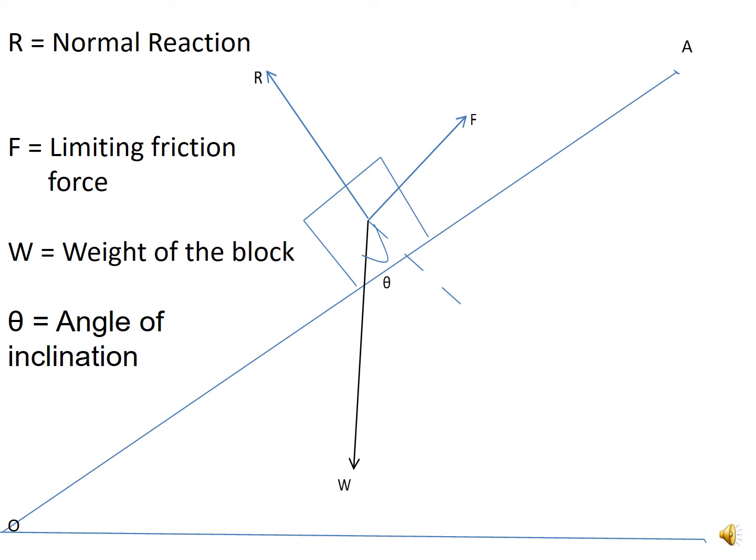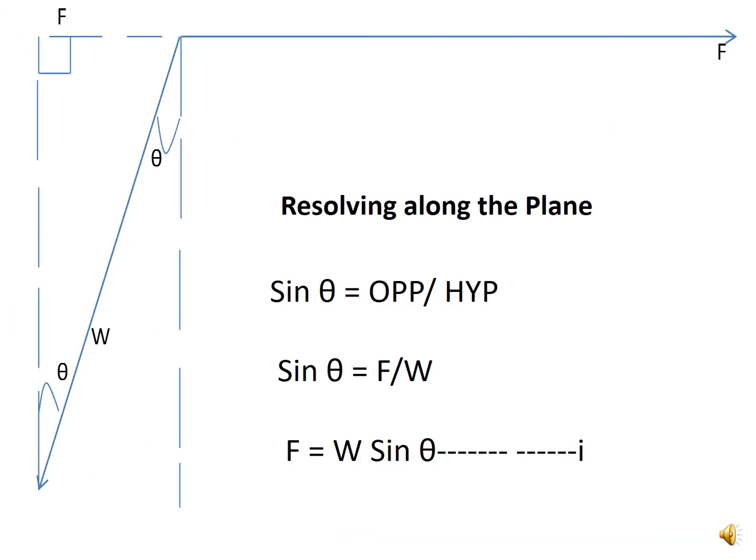In finding the coefficient of static friction, we resolve the forces along the plane and perpendicular to the plane. In resolving along the plane, we consider the weight and the force. The force can be resolved backwards with the broken lines. Then a right angle triangle is formed. The force and the weight are being considered.